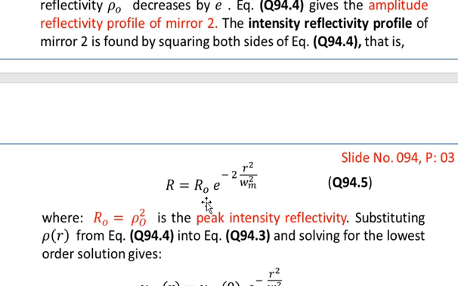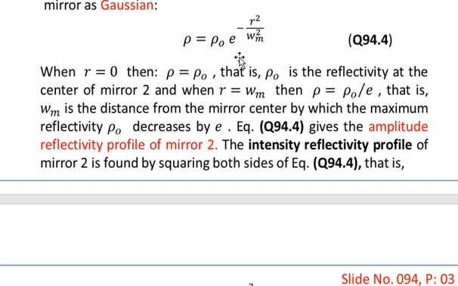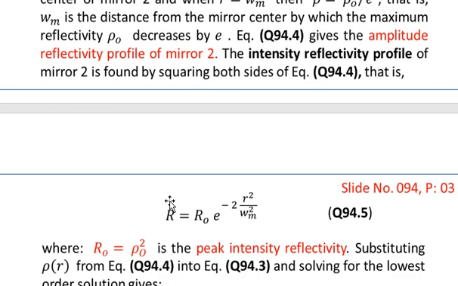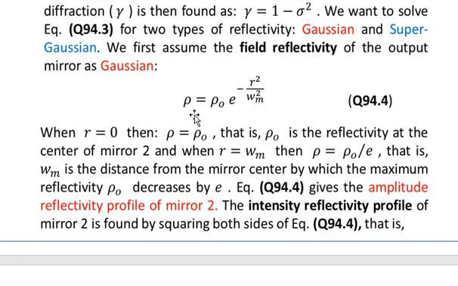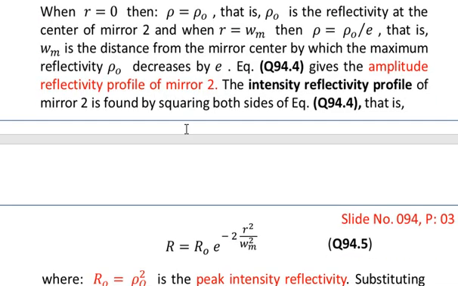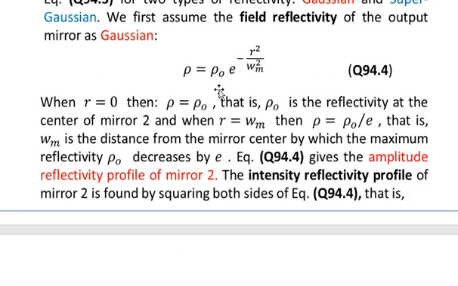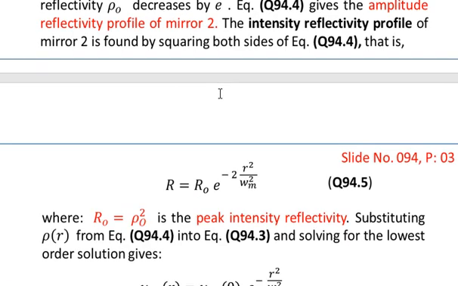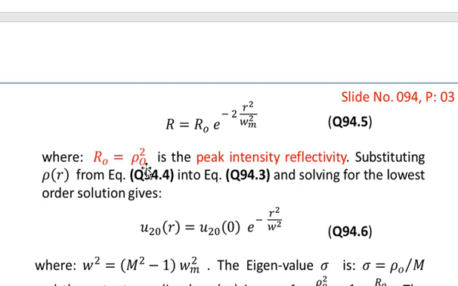So capital R is equal to R naught multiplied by e to the power minus 2 r squared over w_m squared. This factor of 2 is due to the left hand side being squared and the right hand side also being squared. And this capital R is equal to the square of rho of r, and R naught is actually the square of rho naught. So R naught, equal to rho naught squared, is the peak intensity reflectivity.